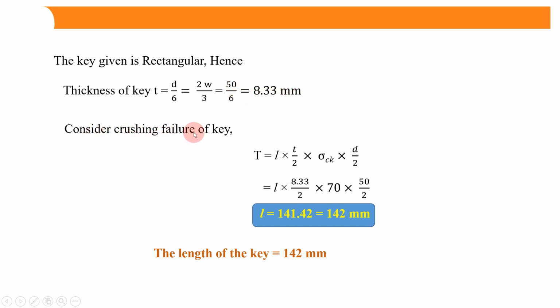Now consider crushing failure of the key. T equals L into t by 2 into sigma c into d by 2. So I have put in all these values, and by this relation we can easily find the length of the key, which equals 141.42. I have rounded it to 142 mm. The length of the key is equal to 142 mm.